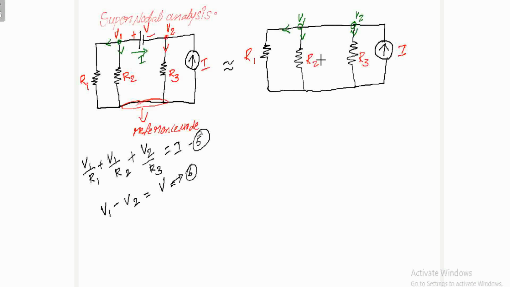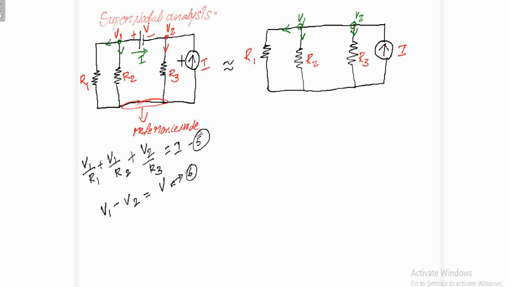So what is the modification we have done here? We have just replaced the voltage source with a short circuit. That's just a single wire that we have replaced this voltage with. So at this section, now these V1 and V2 are called common. So this is the concept of a super node. These V1 and V2 are called super nodes.